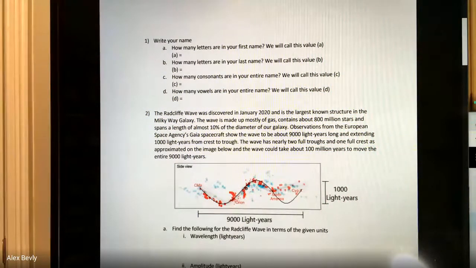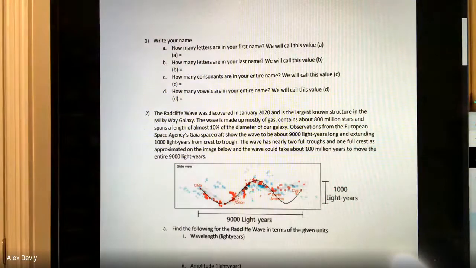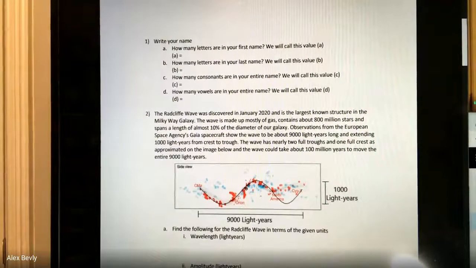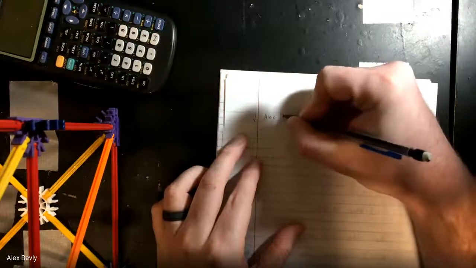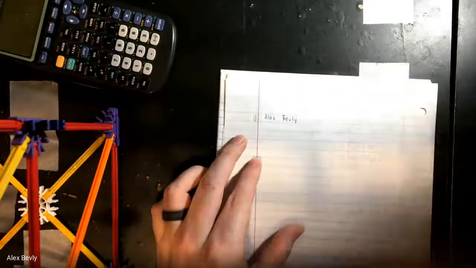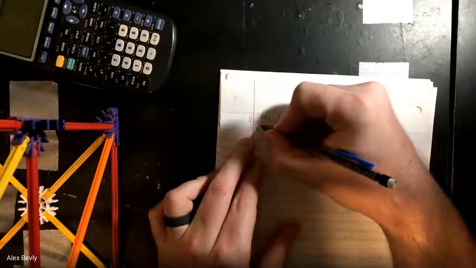Your test is going to be partially randomized. So we're just going to go through one, and I'm going to use my name as an example in order to go through what to expect on all of these. All right. So one, you're going to write your name. My name is Alex Beverly. All right. So write your name there, and then A. A wants to know how many letters are in my first name.